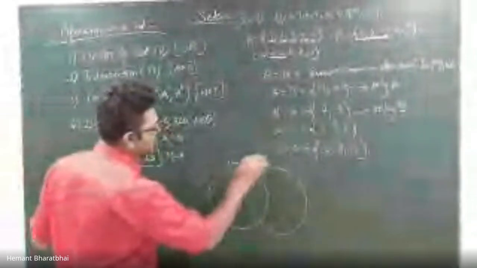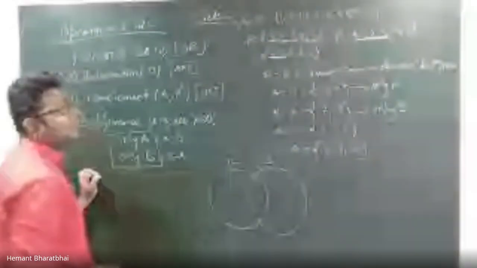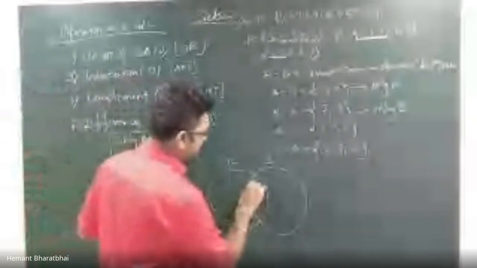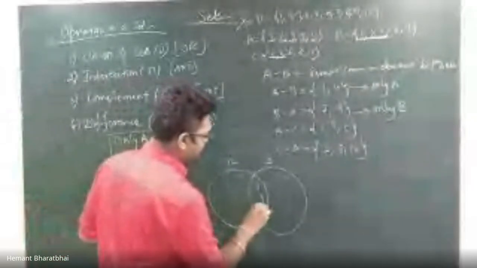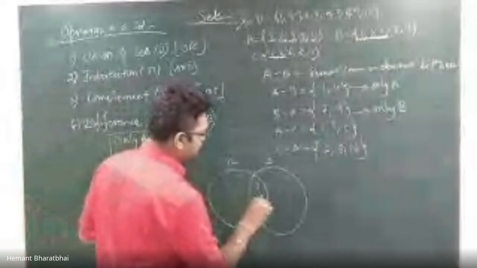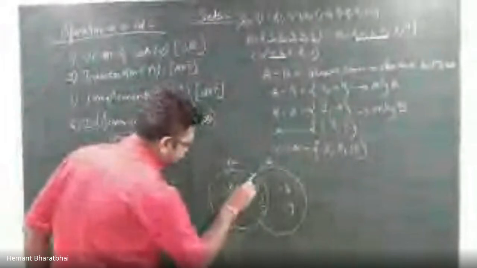Let's see the Venn diagram. This is set A, this is set B. Both are having common elements 1, 3 and 5. So those common elements are right over here. Apart from that, it is having 2, 4. Apart from them, this is having 7, 9. So you see A minus B is having only 2, 4. So this much portion.